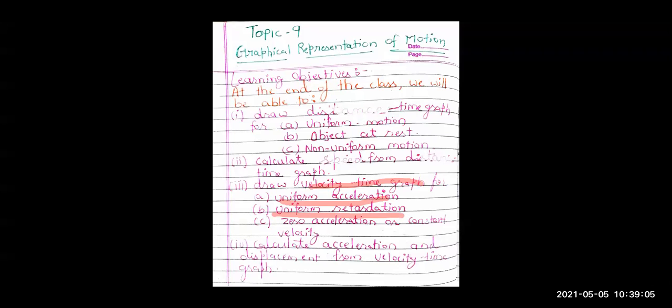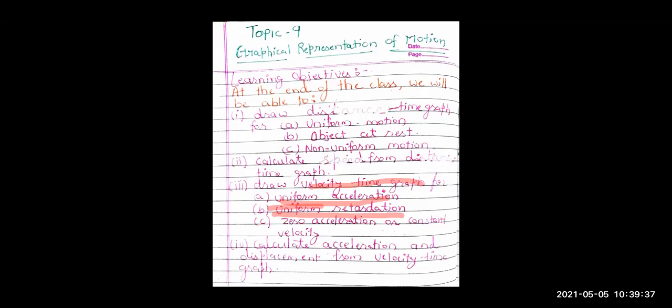Second case is for uniform retardation. Retardation means the velocity of an object is decreasing. For example, a train is stopping on a station. So train initially is having some velocity. Slowly its velocity is decreasing, and when the station comes, its velocity becomes zero. So this is a retardation. But the retardation is uniform, means the change in the velocity is equal in the equal interval of time.